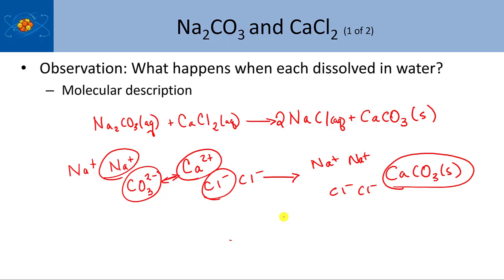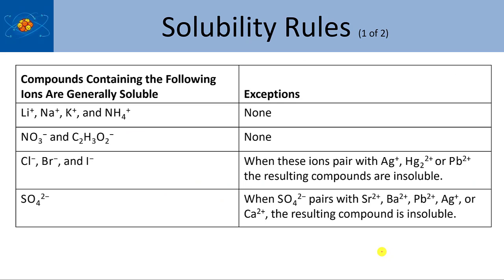Now, let's say you wanted to know if something was soluble. You don't want to have to do this process every single time. So what chemists have come up with is a list of compounds or ions that are generally found in soluble compounds, and a list of ions that are generally not found in soluble compounds. So these are known as the solubility rules.